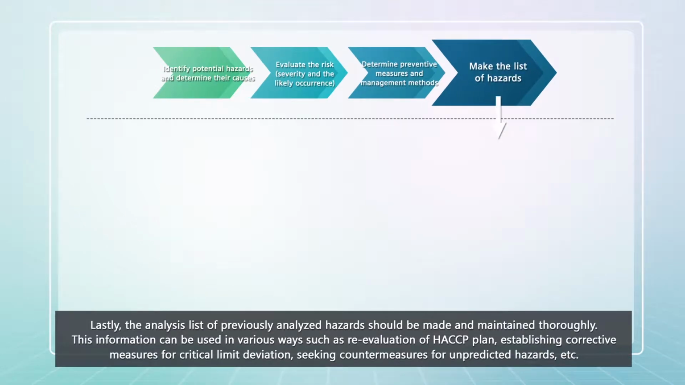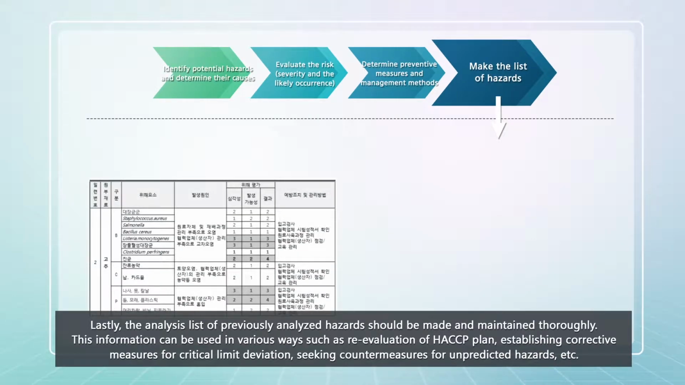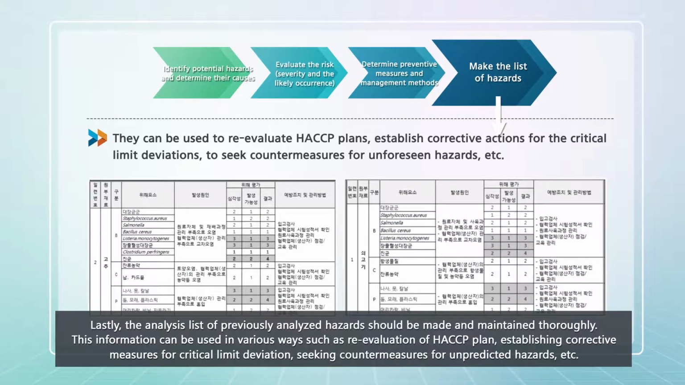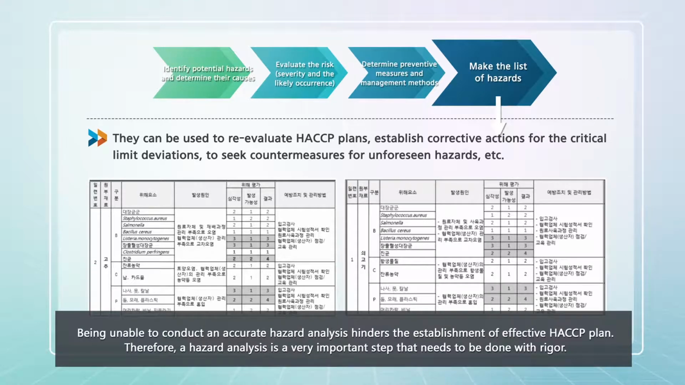Lastly, the analysis list of previously analyzed hazards should be made and maintained thoroughly. This information can be used in various ways, such as re-evaluation of the HACCP plan, establishing corrective measures for critical limit deviation, seeking countermeasures for unpredicted hazards, etc. Being unable to conduct an accurate hazard analysis hinders the establishment of an effective HACCP plan. Therefore, a hazard analysis is a very important step that needs to be done with rigor.